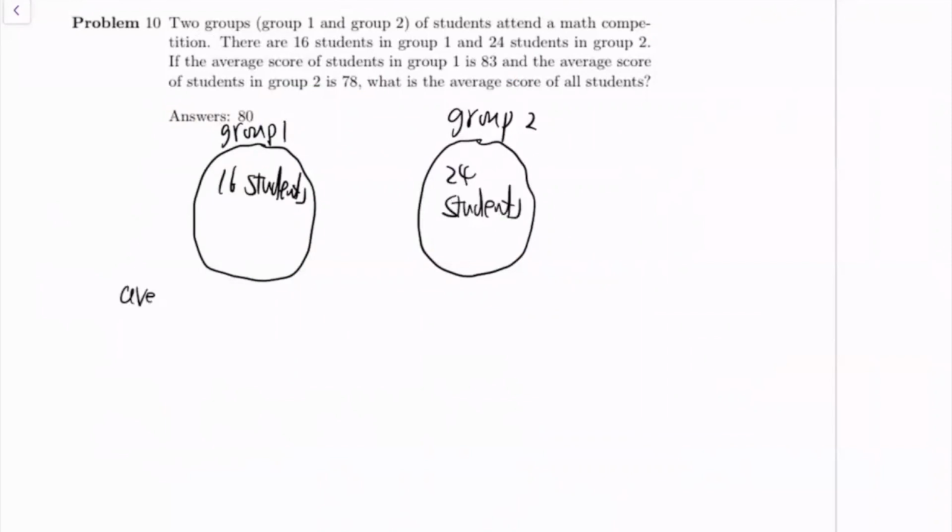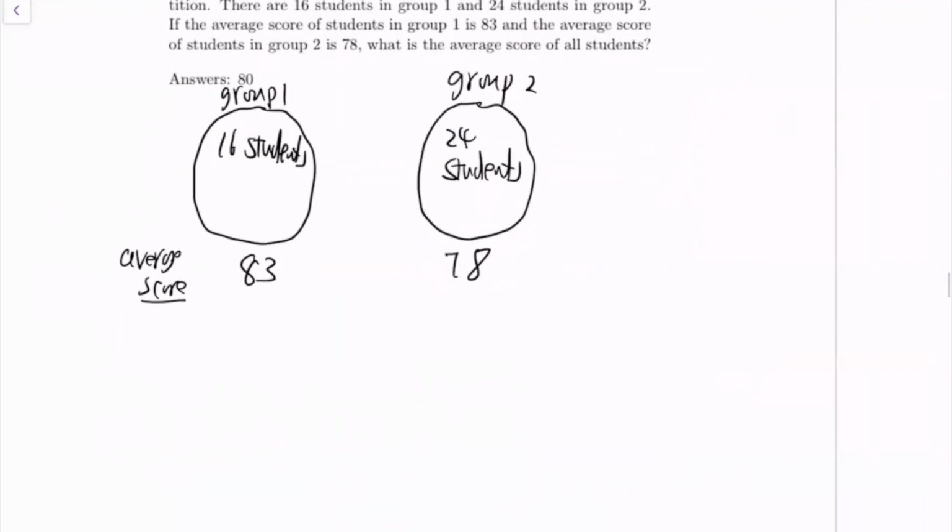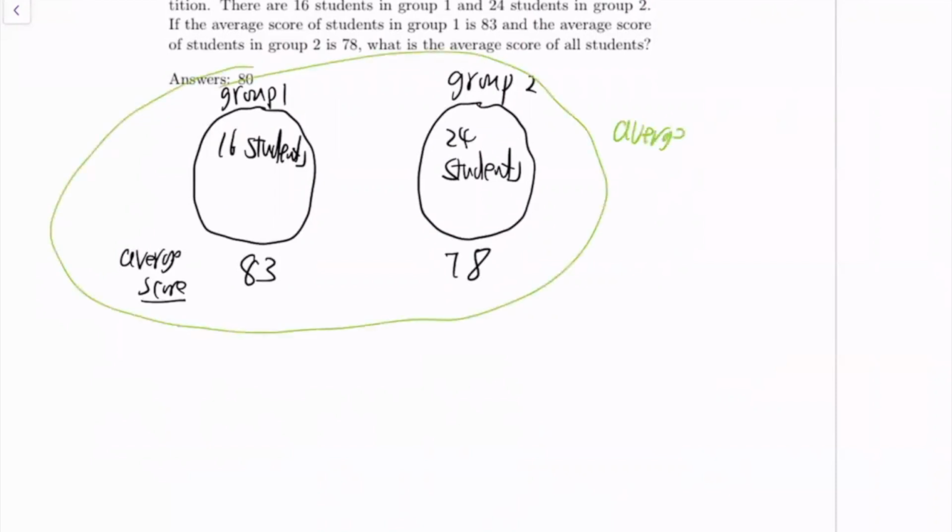The average score of group 1 is 83, and group 2 is 78. Okay, so that's what we get. The question is, if you combine all those together, what is the average score?